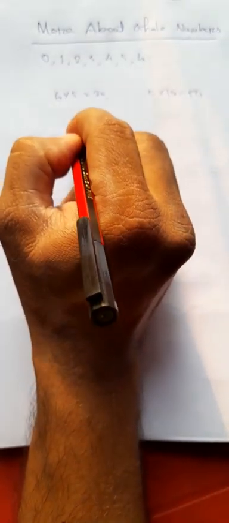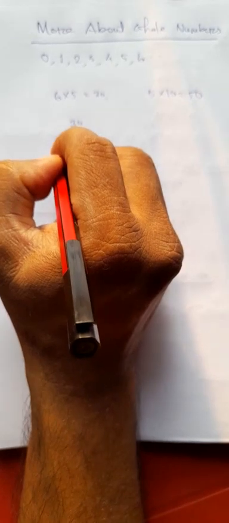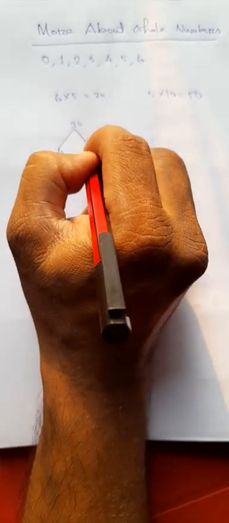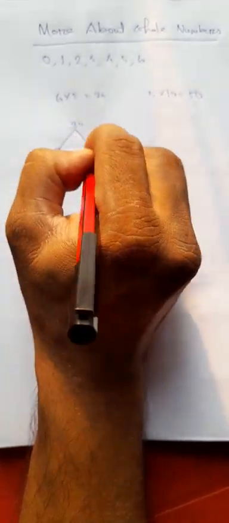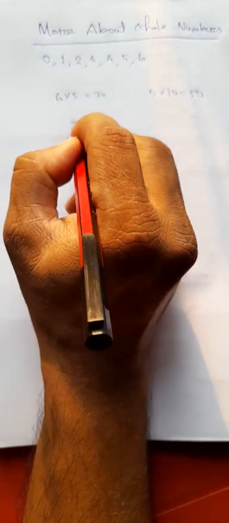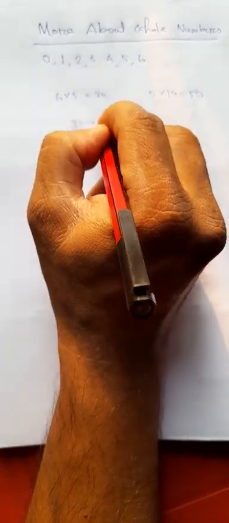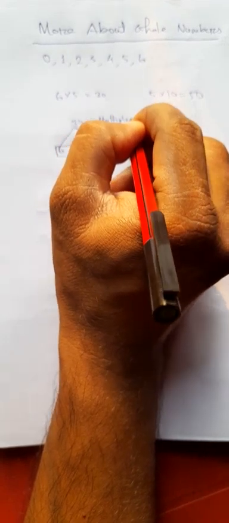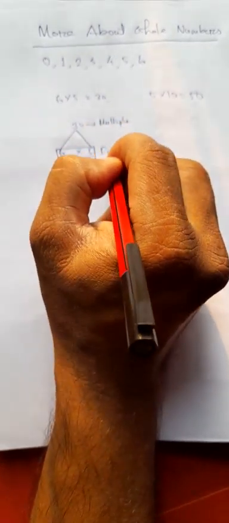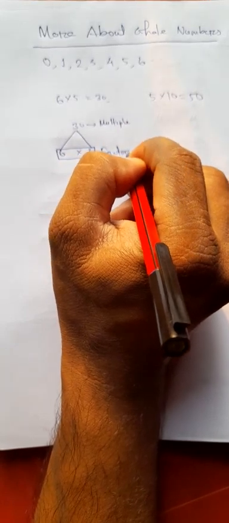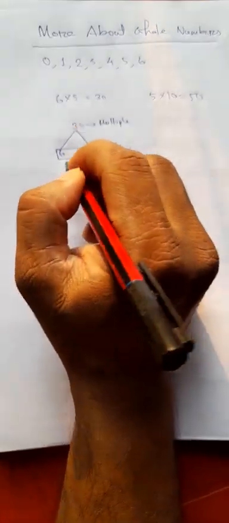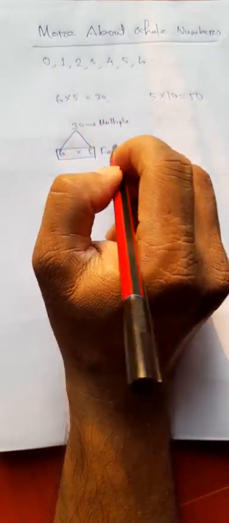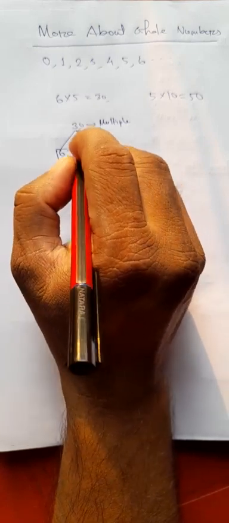Now this product 30 is called a multiple of 6 and 5. 6 multiplied by 5 equal to 30. This is called the multiple, and these are called factors. Factors of 30 are 6 and 5, and 30 is a multiple of 6 and 5.